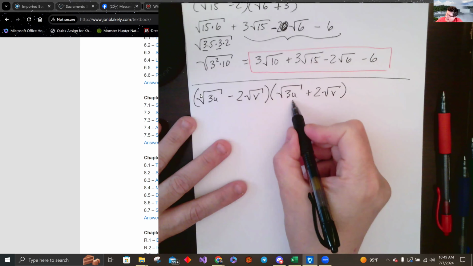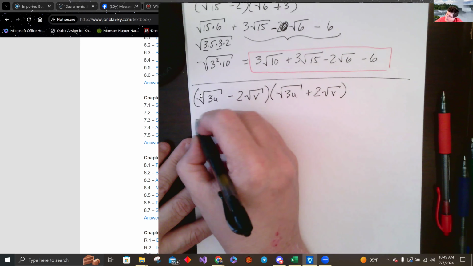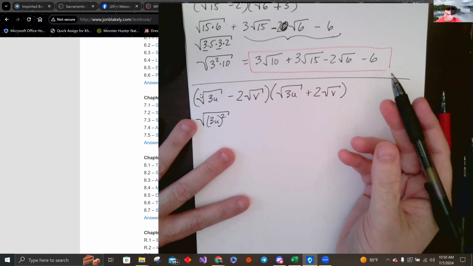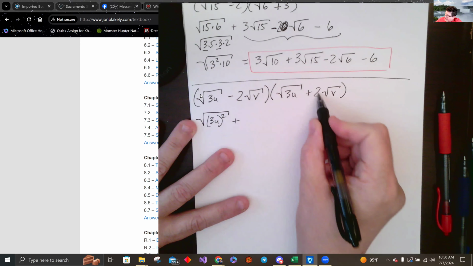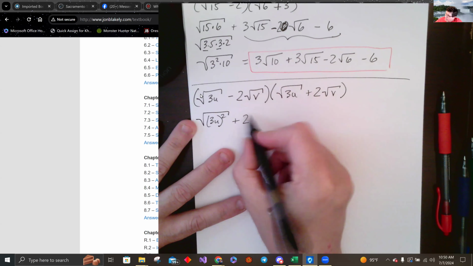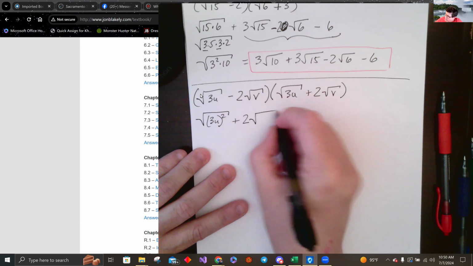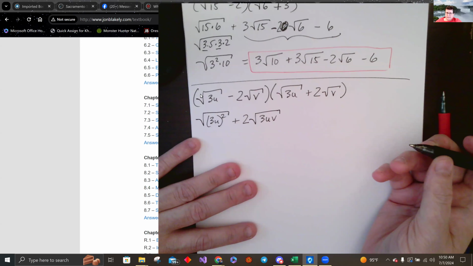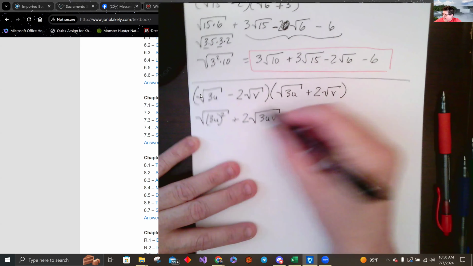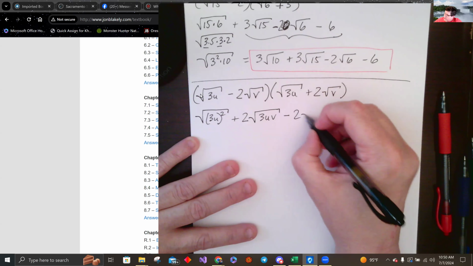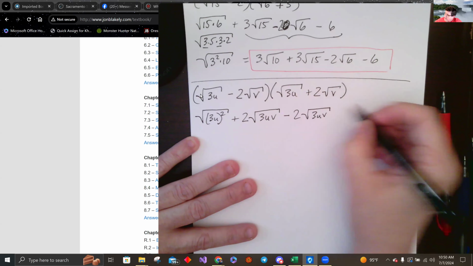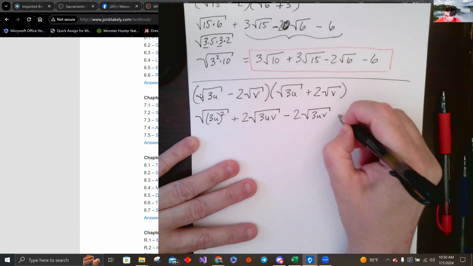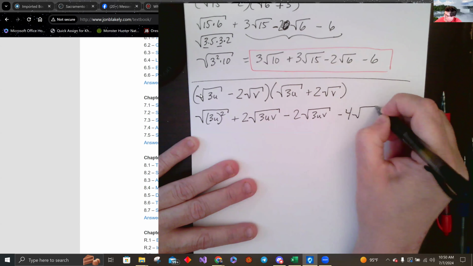All right, when we multiply, we do the first. I get square root of 3u squared. When I do outside, I get plus 2. And then I multiply the radicands. I have square root of 3uv. Let's do an outside. And when I do inside, I've got minus 2 and another square root of 3uv. And when I do last, I got minus 2 times minus 2 is minus 4. And I got square root of v squared.